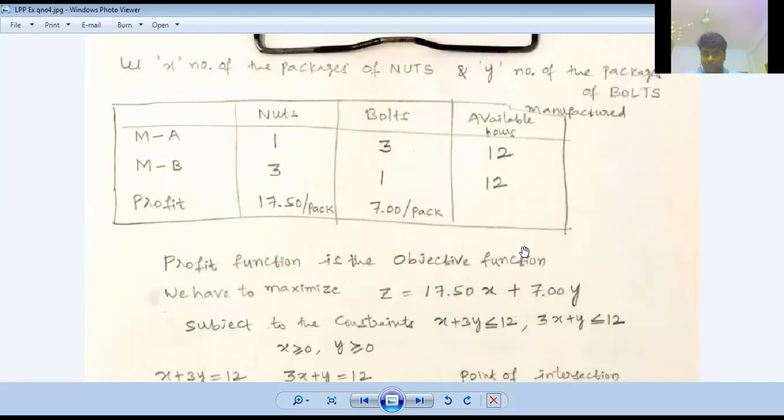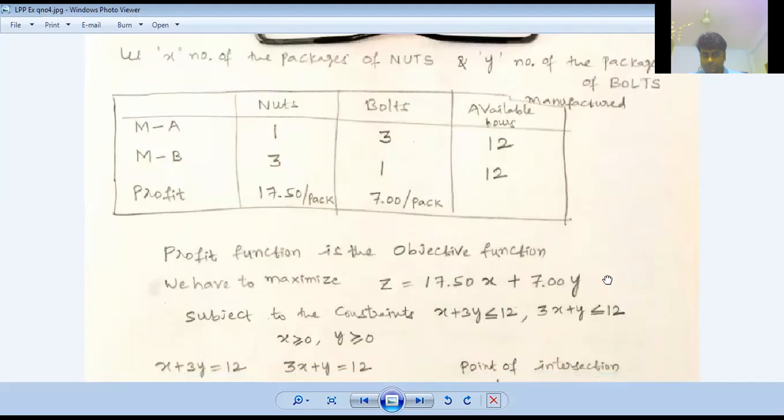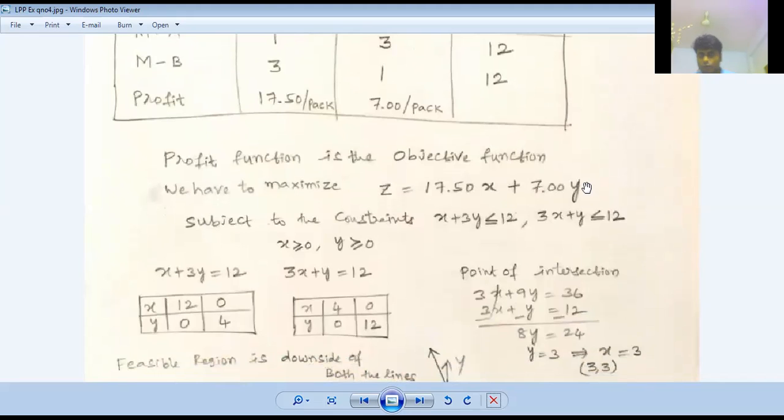Okay. So now the first step is over. We understood the question and we drew the table. So we have listed the given data properly. After that, we'll formulate the problem. The profit function is the objective function.